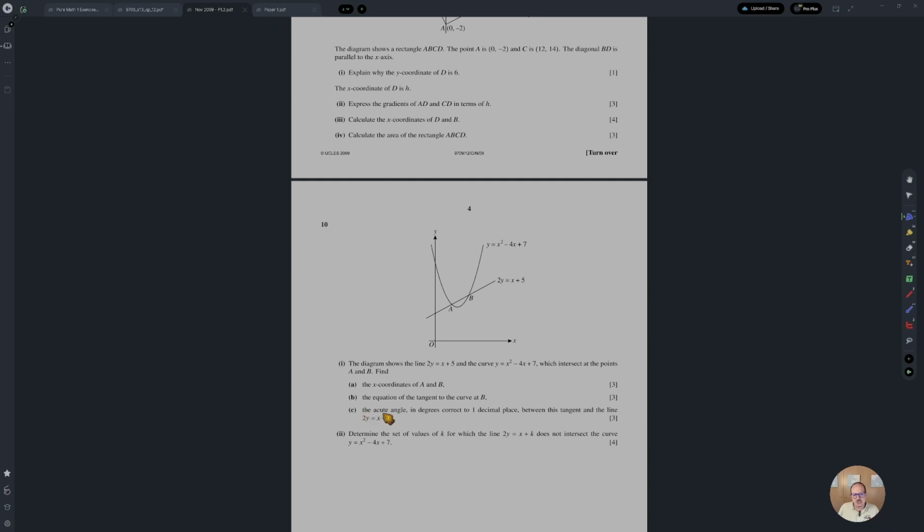Then, the acute angle in degrees, correct to one decimal place, between this tangent and the line 2y equals x plus 5. This is the only thing that is new. So let me get rid of these questions, just solve them very quickly so we can focus on this one, which is the one that is new.